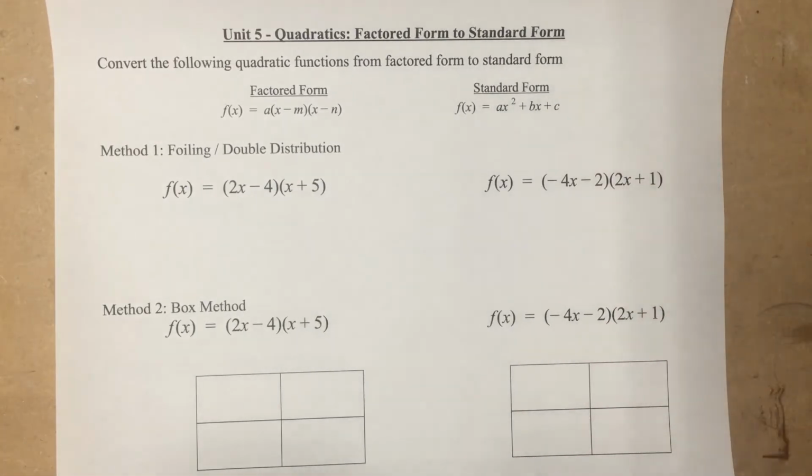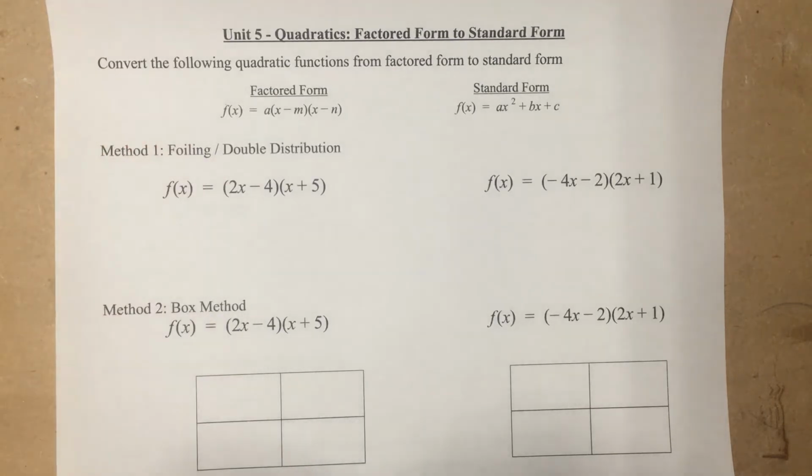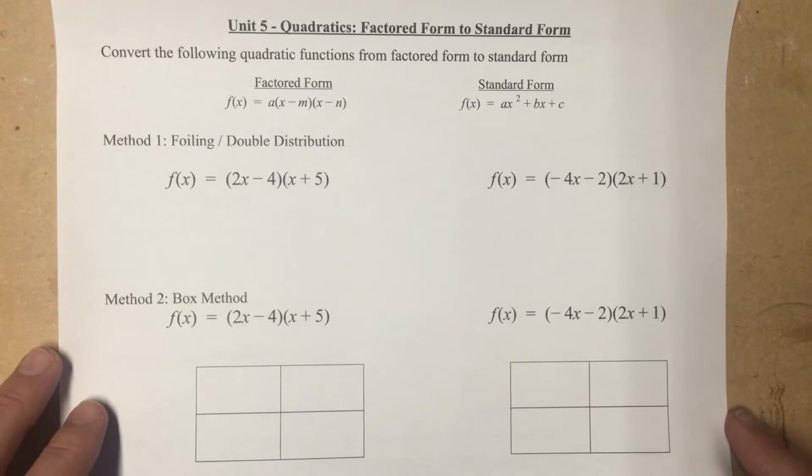Alright, here's a couple problems we're going to do. We're going to convert the following quadratic functions from factored form to standard form. And we're going to do that with two different methods. One is called foiling or double distribution, and there's a second method called the box method.